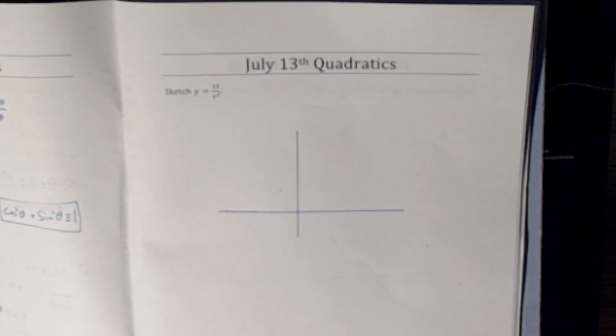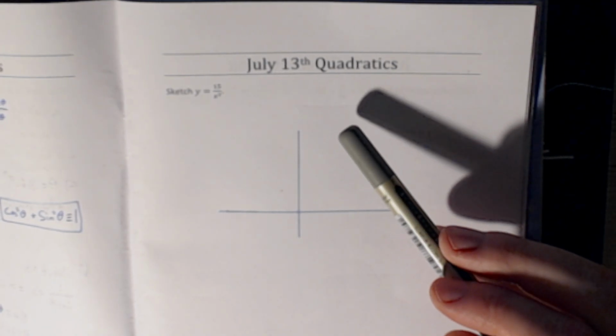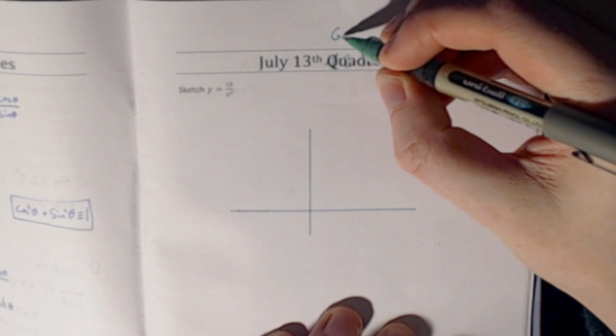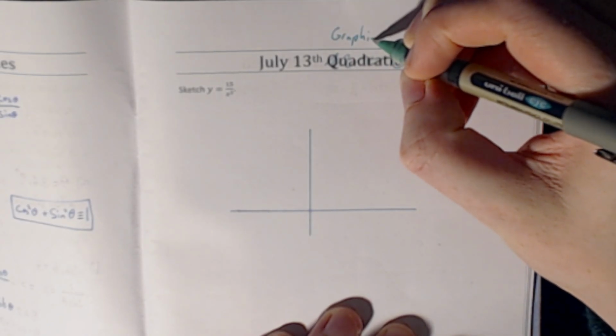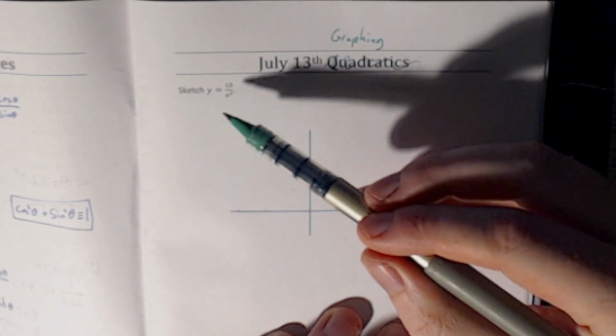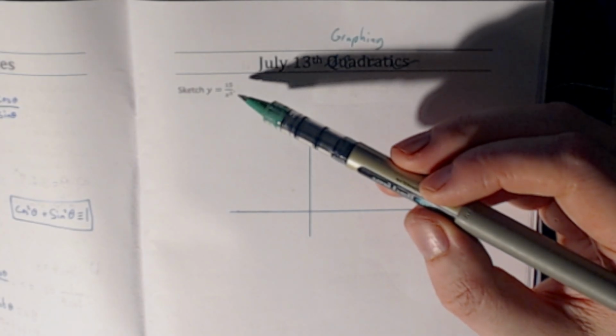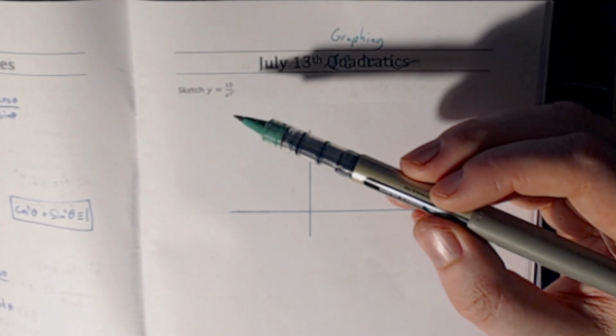Today we'll be answering the July 13th question, not on quadratics, little mistake there, this is on graphing. So we'll just add that there. Specifically, we're graphing a reciprocal graph. So this is y is equal to 15 over x squared.